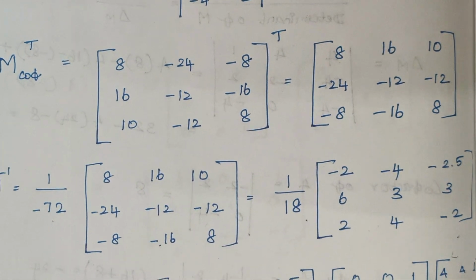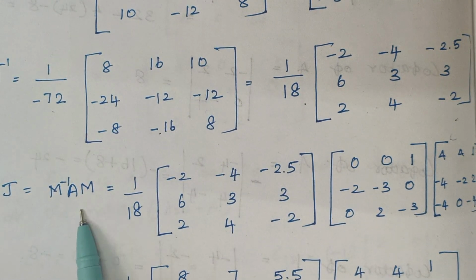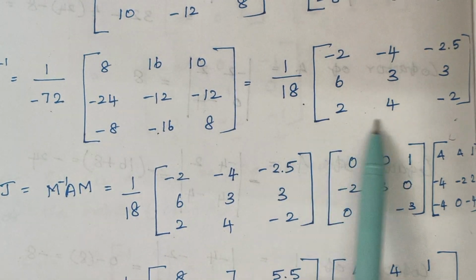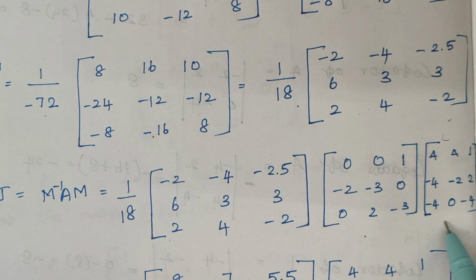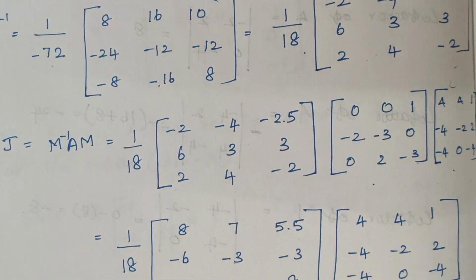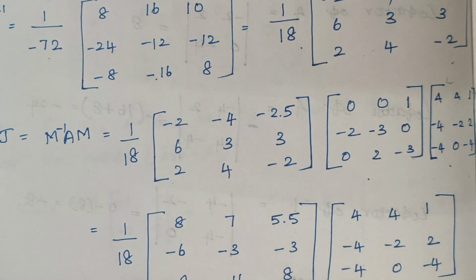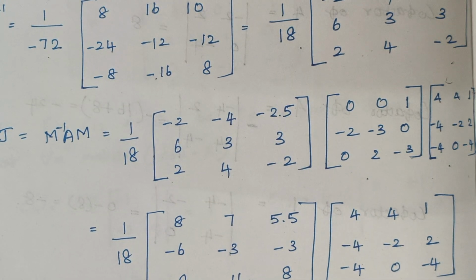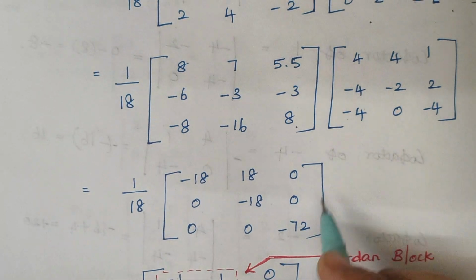Then the next step is we have to calculate J. It is given by M inverse A M, right? So M inverse is this matrix, A is given in the problem and again M we already know. So just substitute the values and after substituting, you see first step we are multiplying these two matrices and we are having this answer, right? And again further simplification, we are ending up with the matrix like this, right?